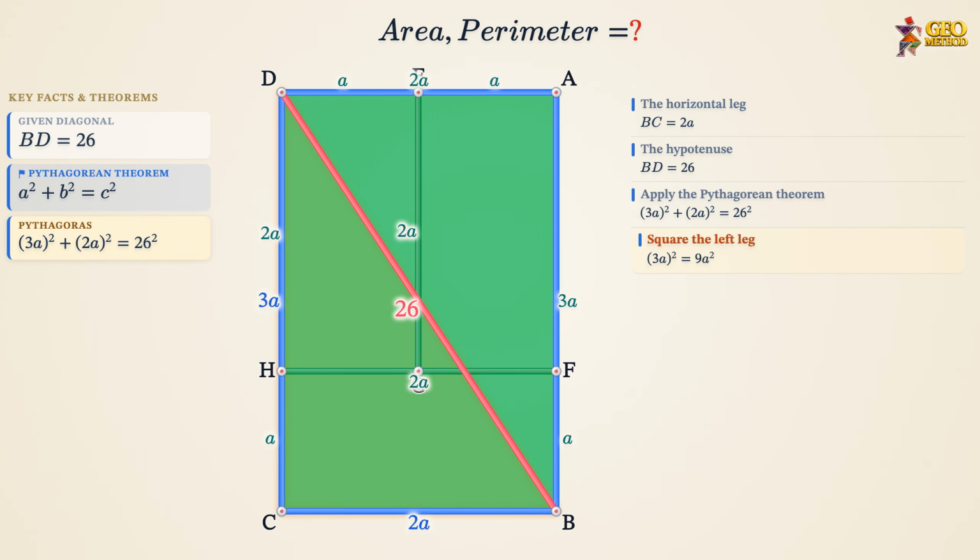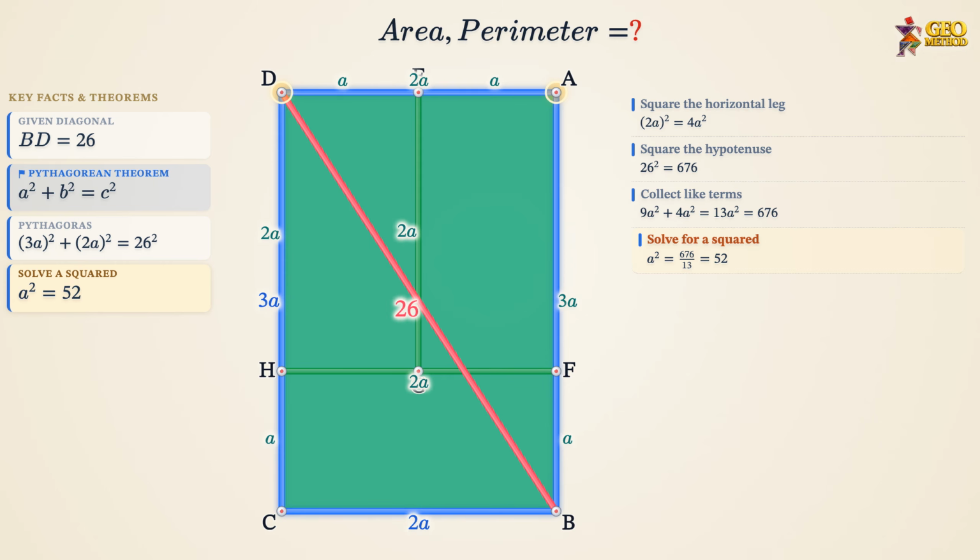Take it one square at a time. 3A squared is 9A squared, and 2A squared is 4A squared. On the right side, 26 squared is 676. Add the two like terms on the left. 9A squared plus 4A squared is 13A squared, and that equals 676. Divide both sides by 13.